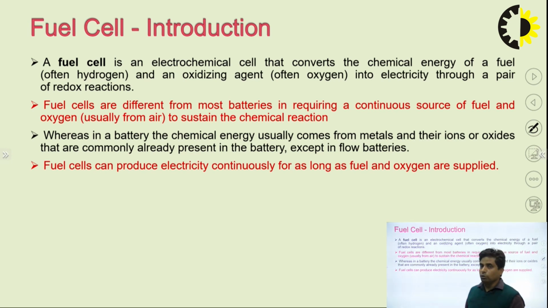So what is a fuel cell, and how can we generate electricity from it? Basically this is the energy conversion of an electrochemical cell, where we change chemical energy into electrical energy. A fuel cell is an electrochemical cell that converts the chemical energy of a fuel, such as hydrogen, and an oxidizing agent, because whenever we go for a chemical reaction we require the availability of an oxidizing agent. This is converted into electricity through a pair of redox reactions.